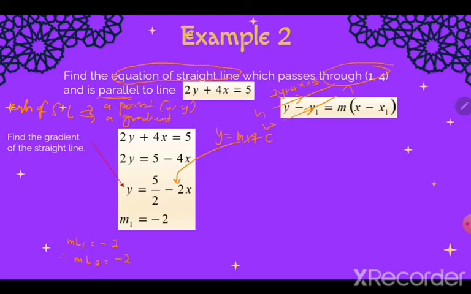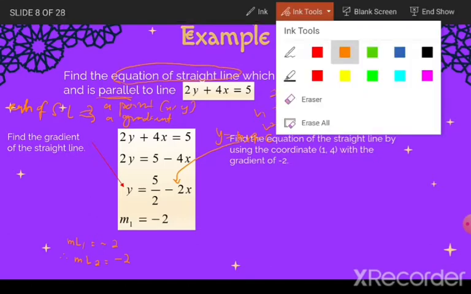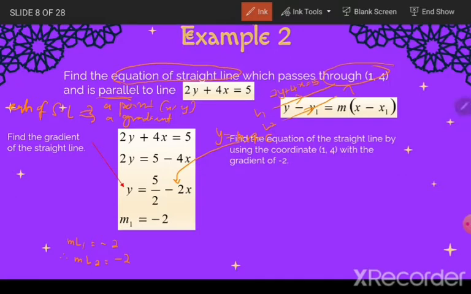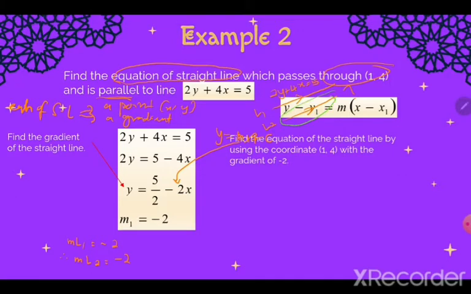Okay, so next, we do have our gradient and we do have a point. So what are we going to do? Find the equation of the straight line by using the coordinate (1, 4) with the gradient of negative 2. Which straight line are we talking about? This straight line.